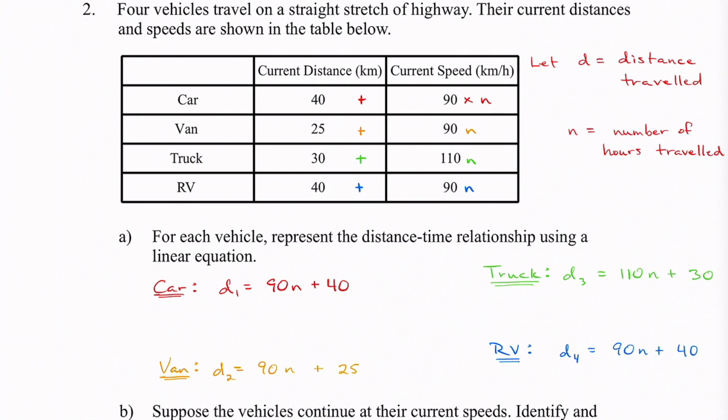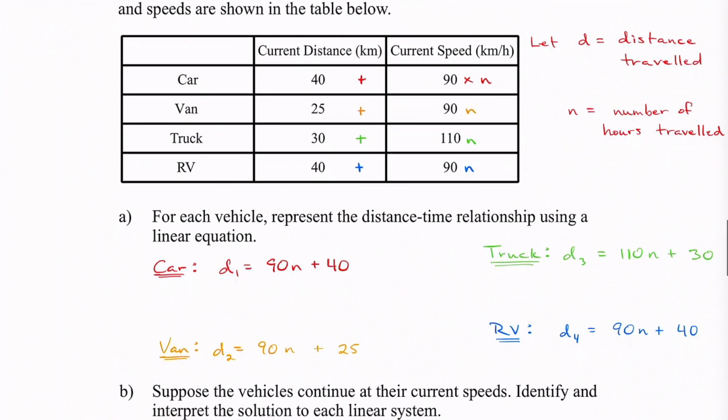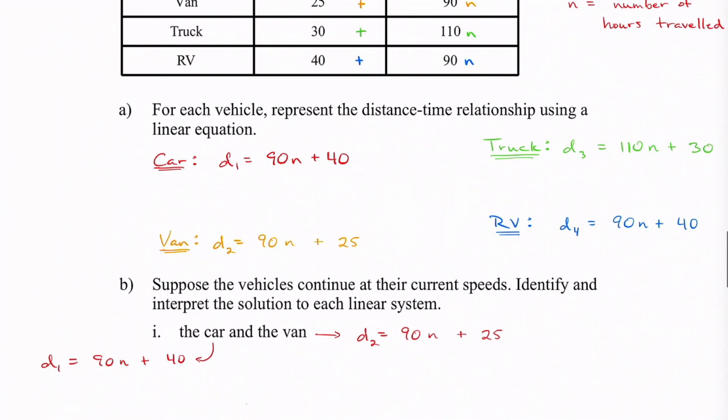Whereas if you had a truck, the truck is starting behind, but the truck is going faster, so the truck will eventually catch the car. So let's actually look at and solve some of those now. It says, suppose the vehicles continue at their current speeds. Identify and interpret the solution to each linear system.